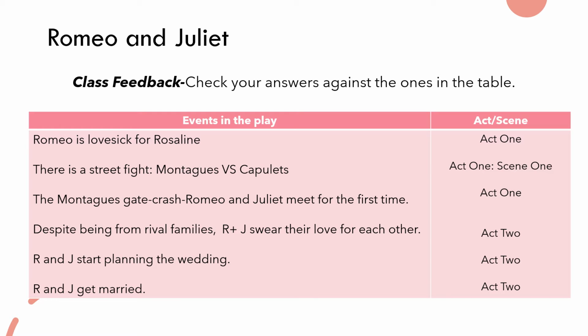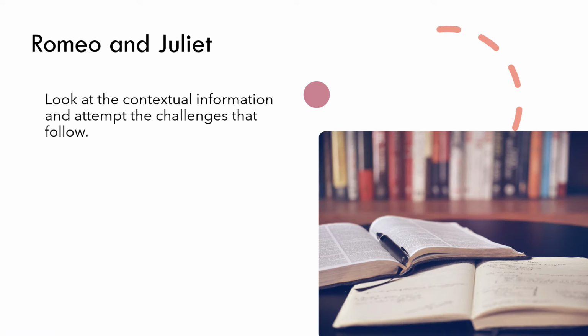It's really important that you go through these key events and that you know when they occur in the play. Obviously, we're just looking at the first initial events that you should all know by now, hopefully. And now we're going to move on and look at something a little bit more complex. Look at the contextual information and attempt the challenges that follow.